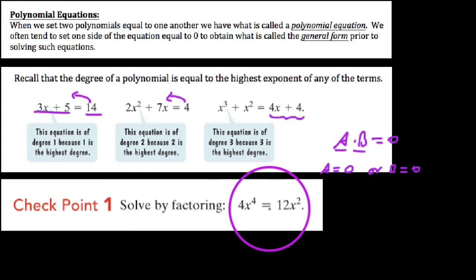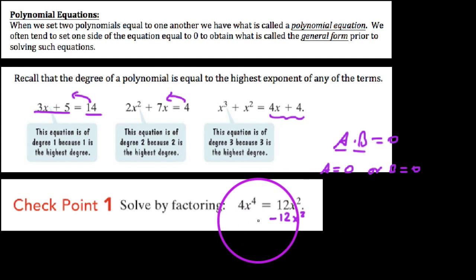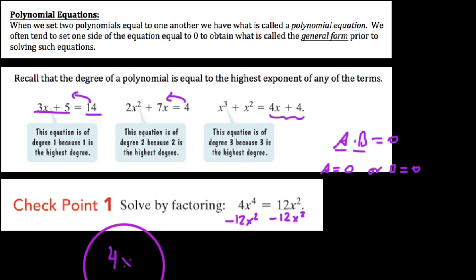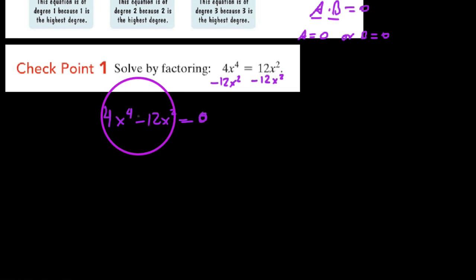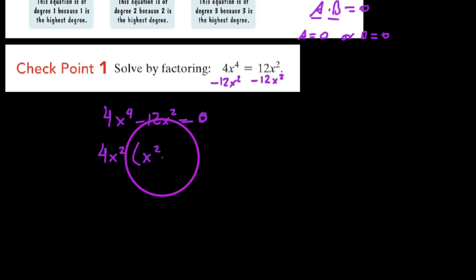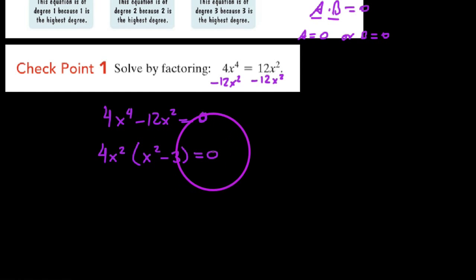So the first thing we want to do here is clear the right-hand side. So I am actually going to subtract 12x squared from both sides. So we end up with this expression here, 4x to the fourth power minus 12x to the second power, and this is all equal to 0. Now that we have this in the general form, we're just going to factor this. With factoring methods, we always check for a greatest common factor first. I notice that 4 is a factor of both of the coefficients, and they both have an x squared that they can give. So we'll factor out 4x squared, and we end up with x squared minus 3 is equal to 0.